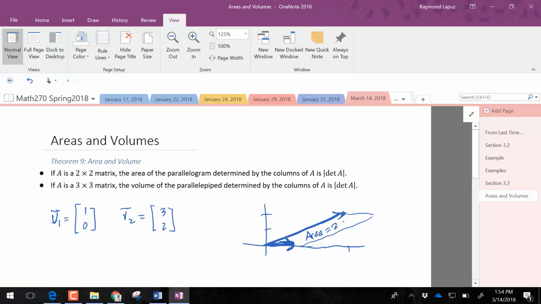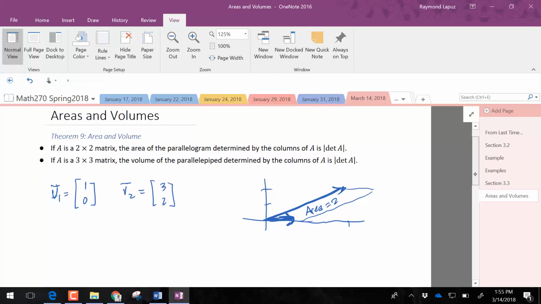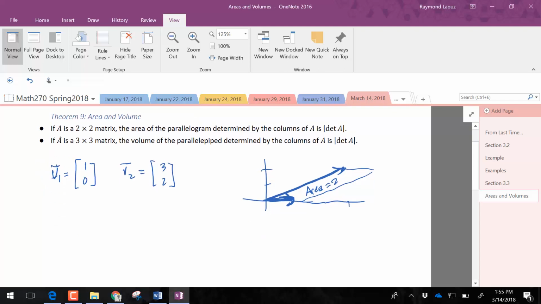All right, well, let's see that this is actually going to be the area by forming your 2 by 2 matrix: 1, 3, 0, 2. So the determinant of A is going to be 2 minus 0, which is 2. And that just matches the area. Okay.